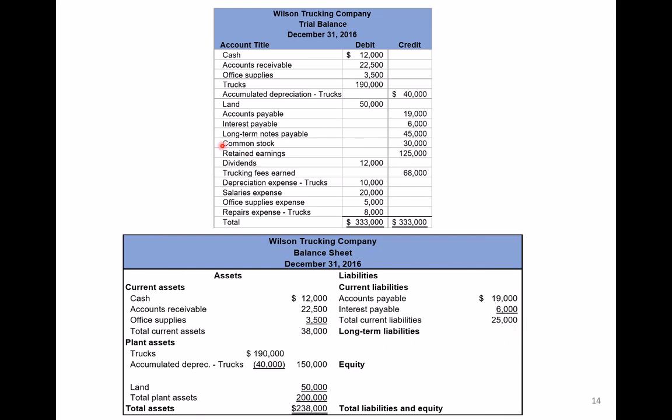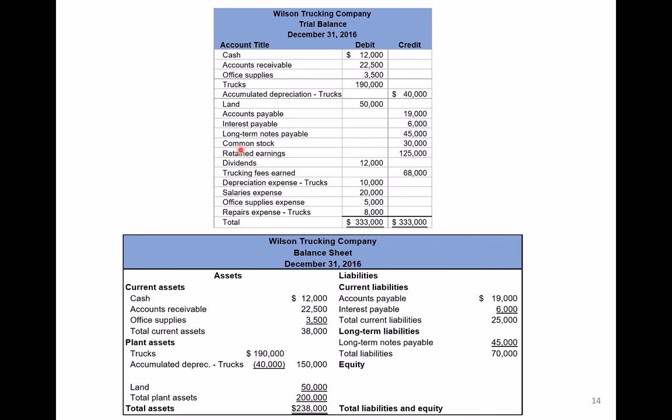For long-term liabilities, we only have one. It's a long-term note payable of $45,000. And so our total liabilities would be the $25,000 plus the $45,000, or altogether $70,000.